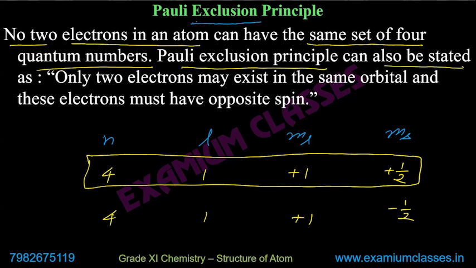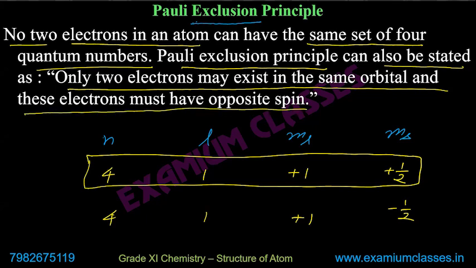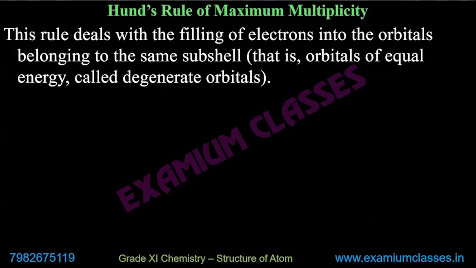This can also be stated as only two electrons may exist in the same orbital and these electrons must have opposite spin. So even if they are in the same orbital, their spin will be different. Next is Hund's rule of maximum multiplicity. Again, an easy rule, but an important rule.